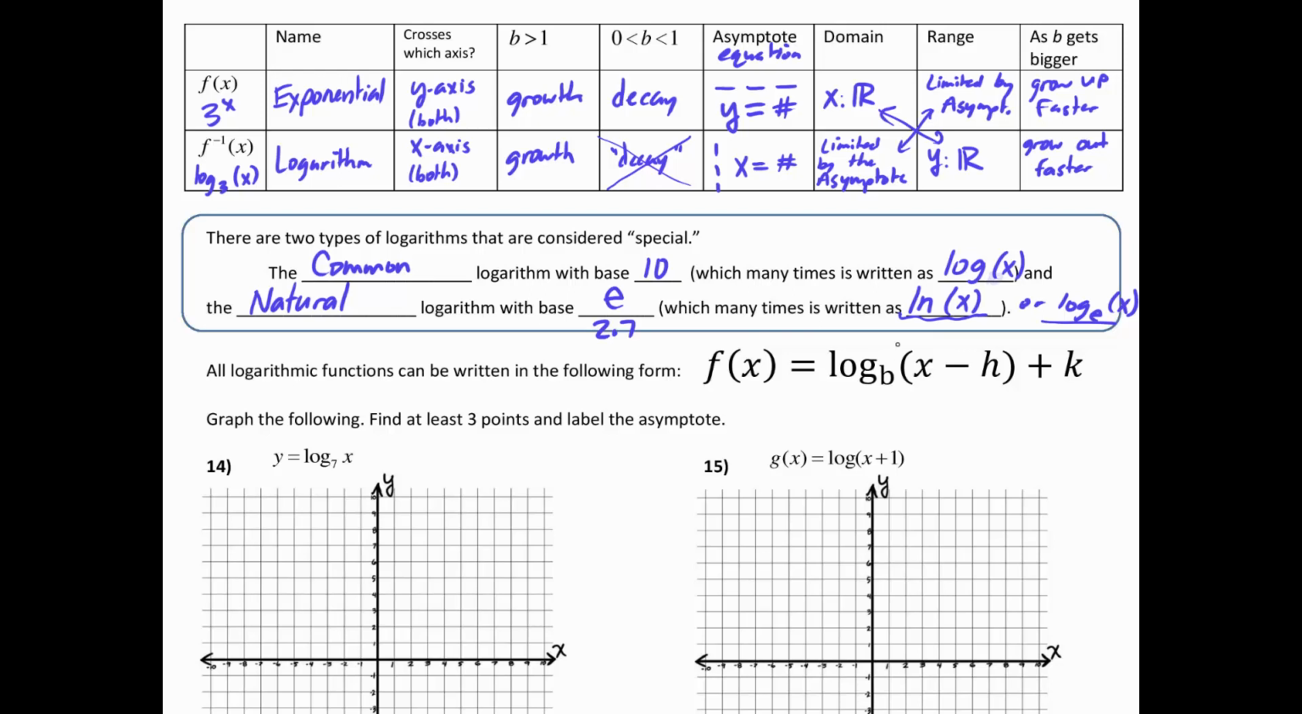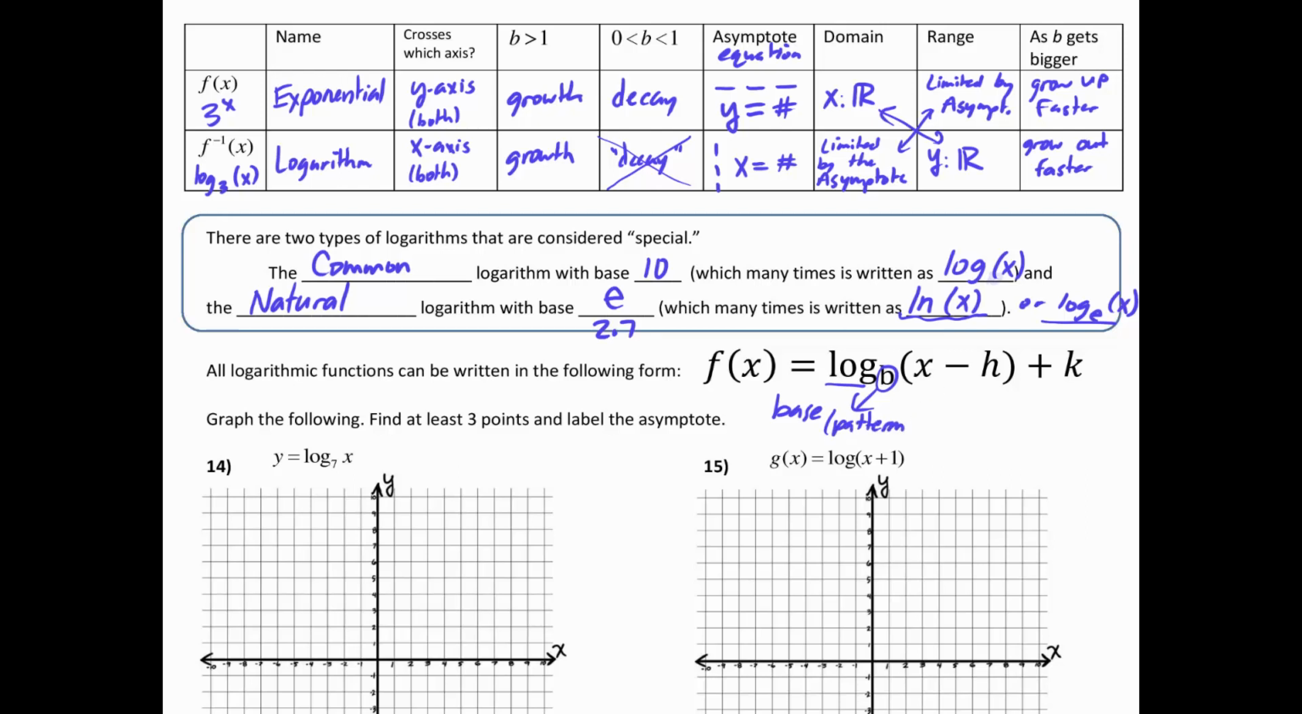Let's talk about some of the equations and the numbers in the equations and what they do. So our typical equation for logarithms will have the word log in it. It will have our base. This base is super important. It tells us the pattern. It tells us what we are multiplying by.